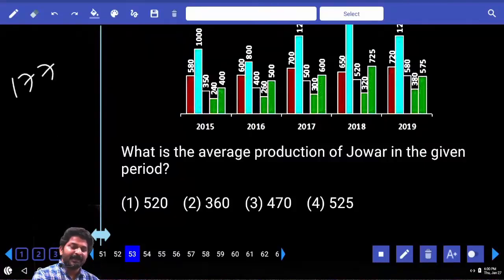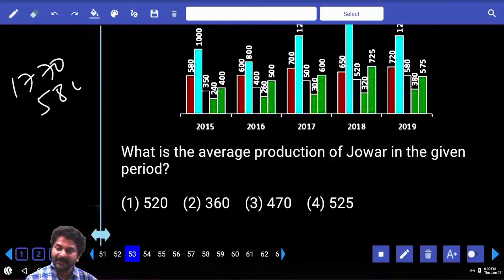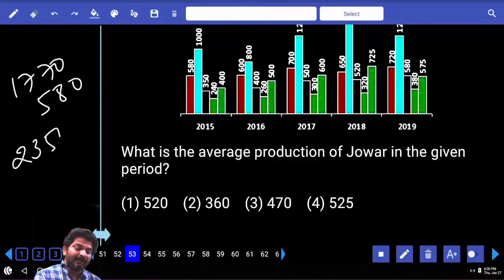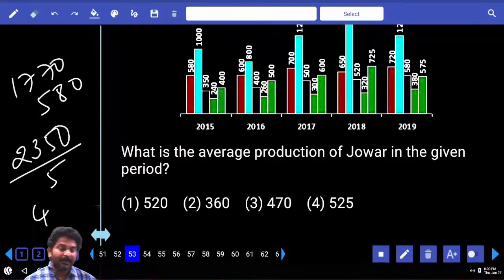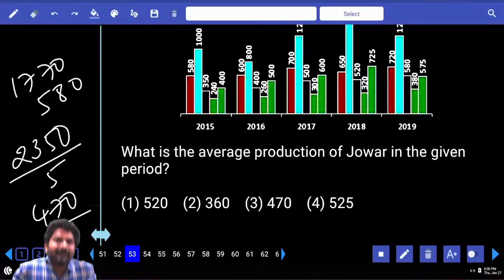1770 plus 580. Yes, 25 missing. 580. Then it is 2350 divided by 5. Answer 235 double, 470. When you want to divide a number by 5, divide it by 10 and multiply by 2, that is the best way. 235 into 2, 470.